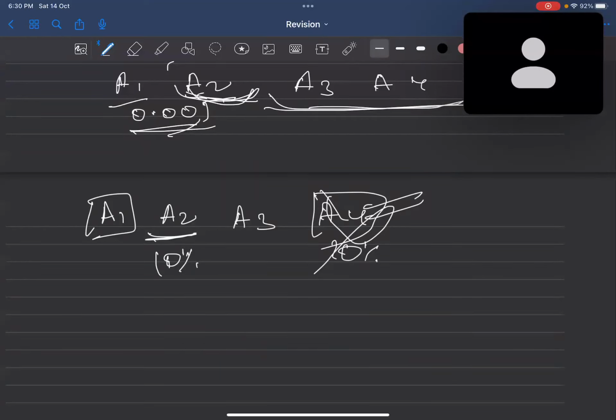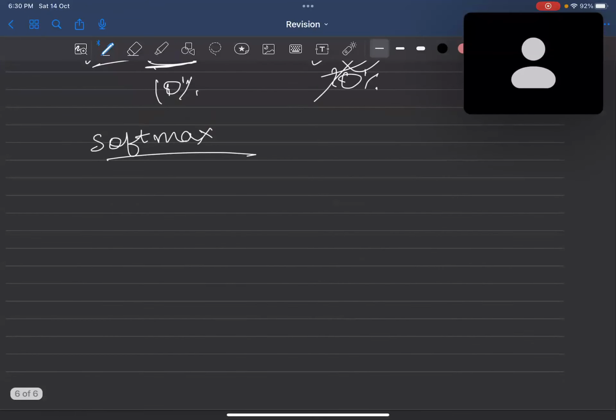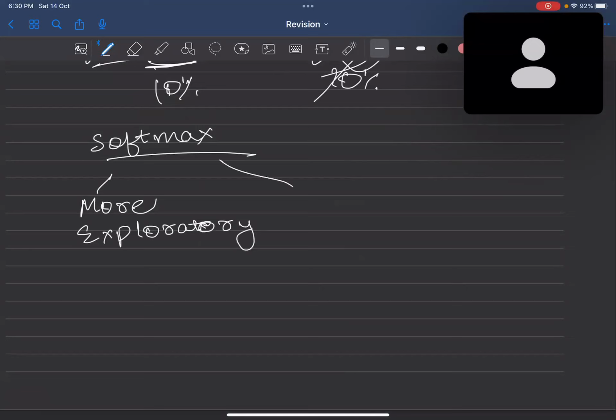Now we come to softmax. Now in softmax, what we are doing is, there is a temperature parameter. We are saying how much we should explore, how much it should be more exploratory or more greedy. We have that in our hand, that we should make it more exploratory or we should make it more greedy. So that is the main point which softmax is having.